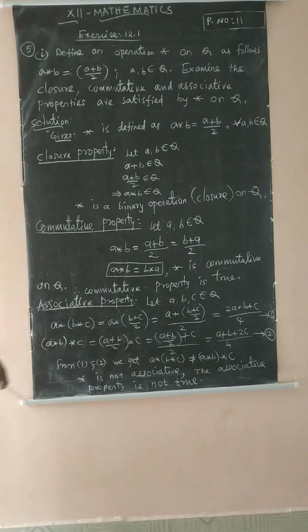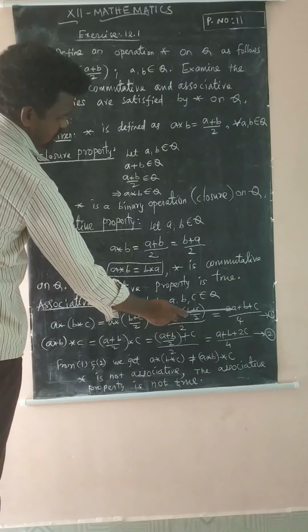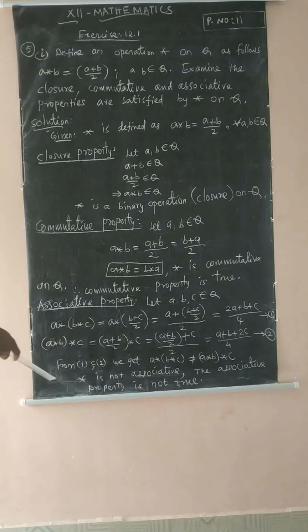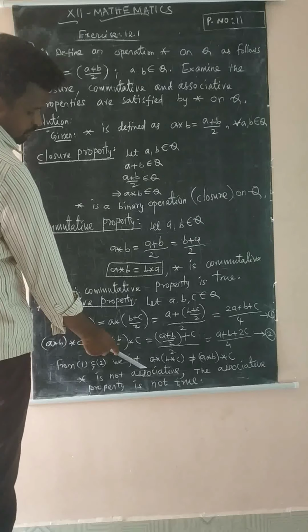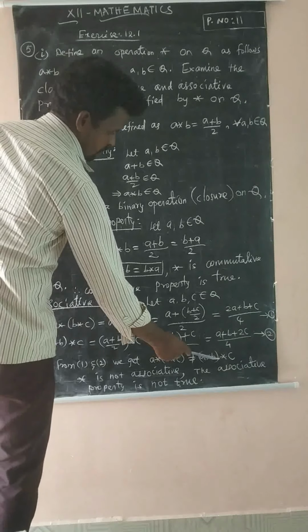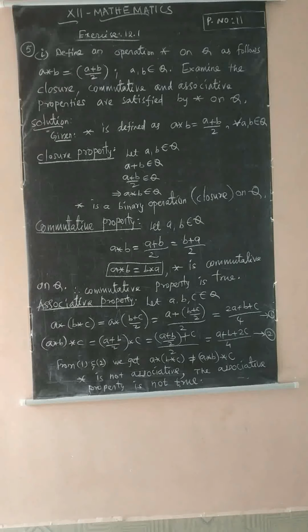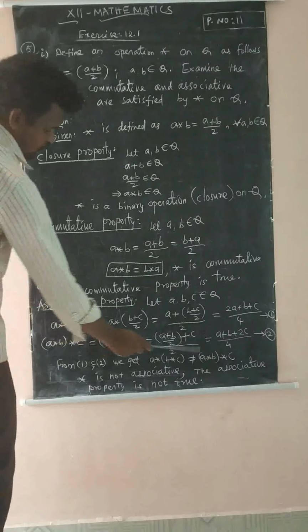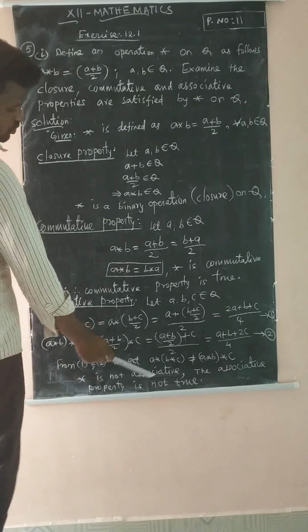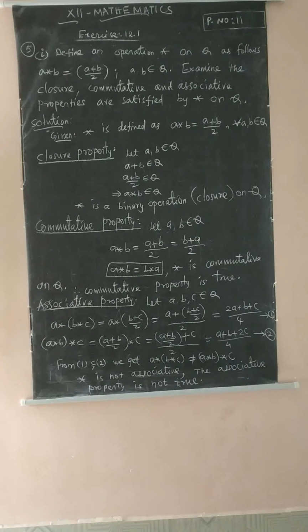So from 1 and 2, these two are not equal. See, here 2A, here A. Here C, here 2C. So these two are not equal. So from 1 and 2, we get A star of (B star C) is not equal to (A star B) star C. So therefore star is not associative. So the associative property is not true.